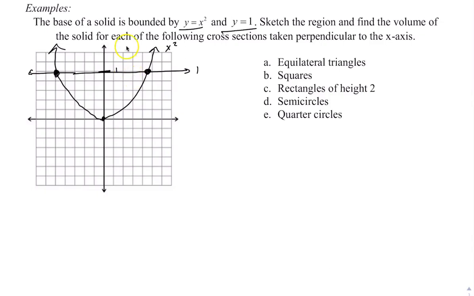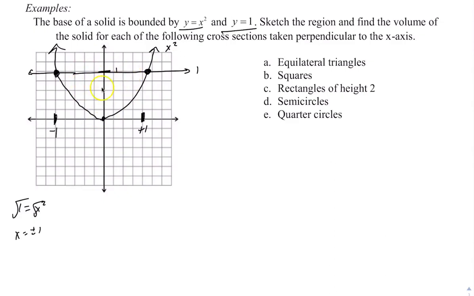The way we find intersections is the same as we always do. If we want to find the intersection, we just set the two equations equal to each other and solve. I get x equals plus and minus 1. So here's negative 1, and then here is positive 1. So those are our limits. And here's the section, right?